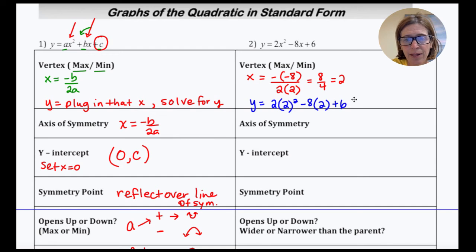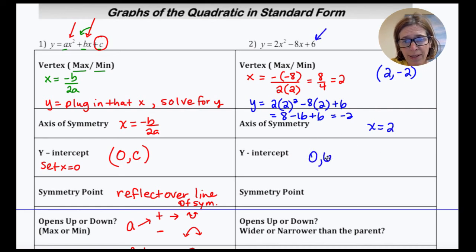All right, I'm going to do some of this in my head. So 2 squared is 4. 4 times 2 is 8. 8 minus 16 plus 6 gives me negative 8 plus 6, which is negative 2. So my vertex is 2, negative 2. That tells me then that my axis of symmetry is x equals 2. My y-intercept, remember it's c, so it would be 0 comma 6.